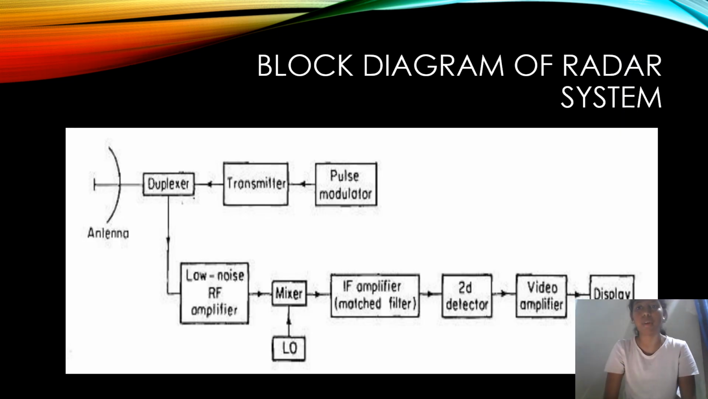Next, let's move on to the block diagram of a radar system. In the block diagram, we have many components like antenna, duplexer, transmitter, pulse modulator, low noise RF amplifier, mixer, IF amplifier, matched filter, detector, video amplifier, and display. In this radar system, the antenna plays the main role, where it takes in radio waves and reflects radio waves. The antenna plays a huge role in the working of the radar system.